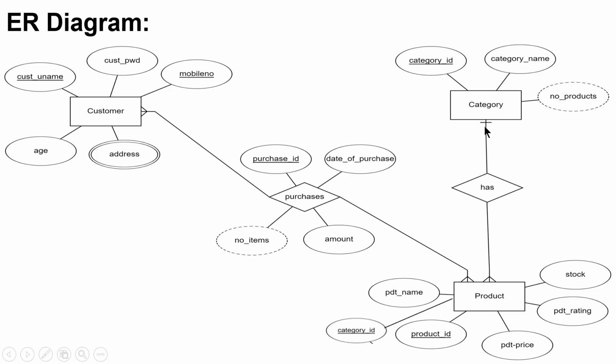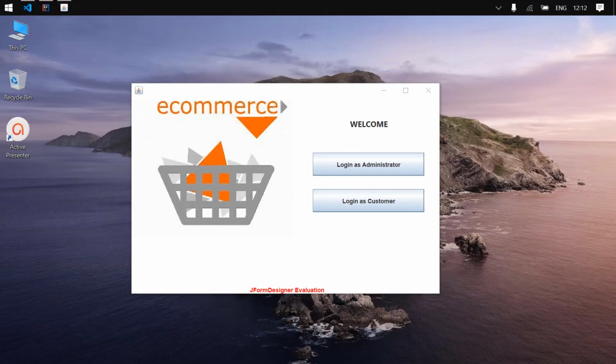One category can have many products, so it has a one-to-many relationship, and many customers can purchase many products, so it has a many-to-many relationship. That's it for the ER diagram.